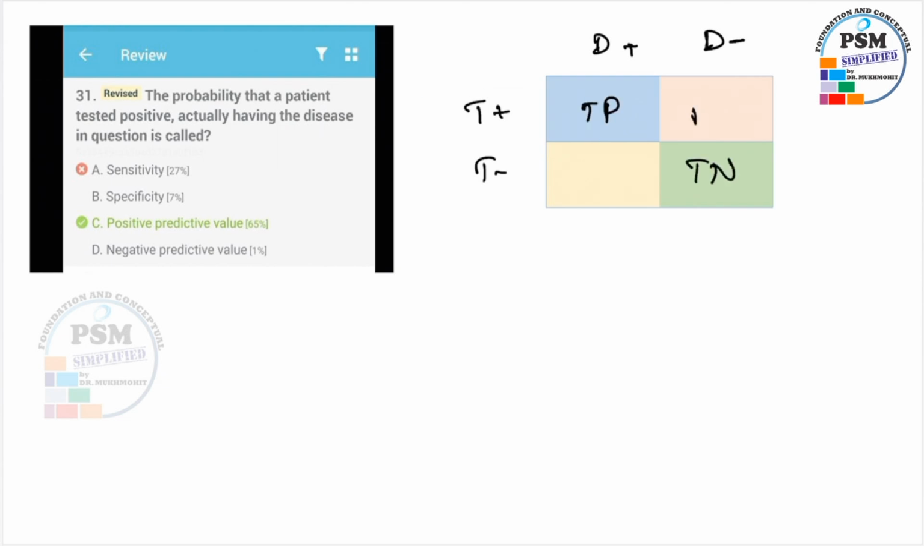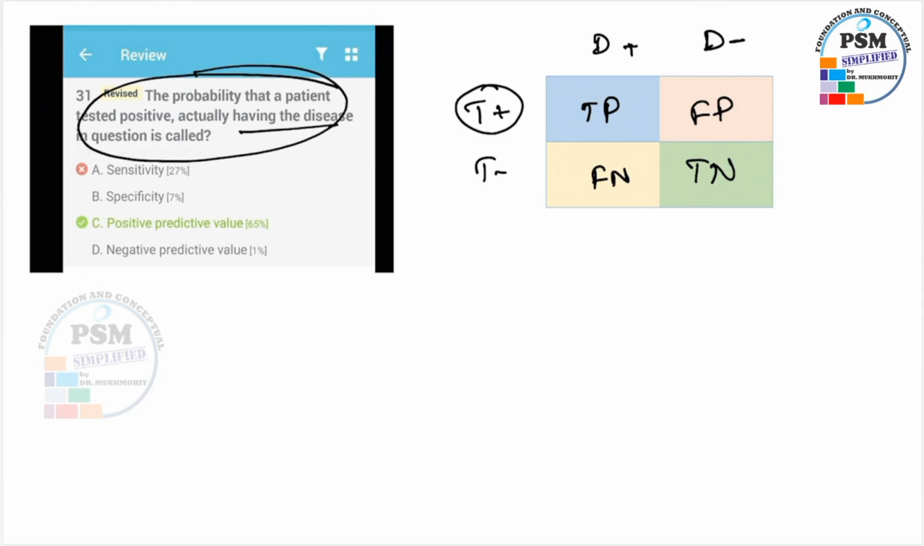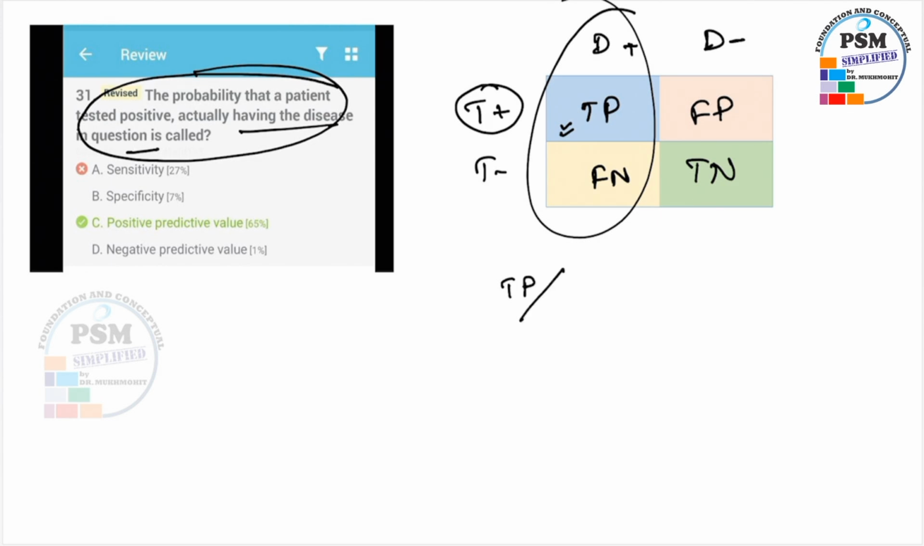These are the true negative, the false positive, and the false negative. So beta, whenever the question is asking the probability that a patient tested positive actually has the disease, so out of the total diseased, how many are tested positive? That is true positive divided by the disease plus. This is what we call sensitivity.